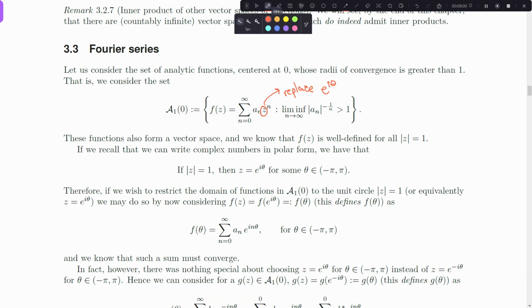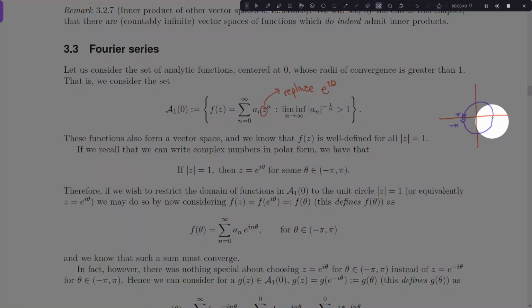Okay, and in replacing z with e to the I theta, instead of investigating the domain of the function everywhere on the complex plane, or at the very least in some neighborhood of 0, I'm only investigating the behavior of the function as theta travels like this, right? This is theta traveling from minus pi to positive pi. I'm only looking at the behavior of the function around the unit circle.